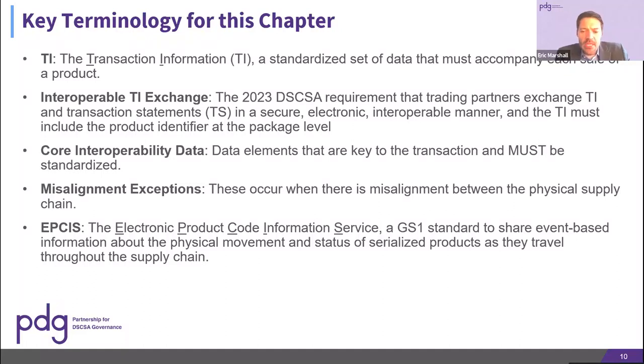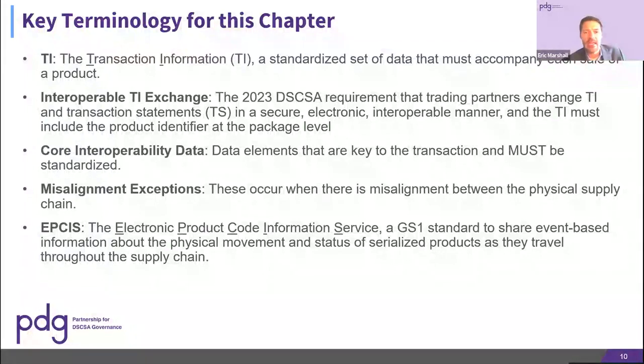Next slide. A few key terms here, just for folks who may not be as familiar, that will be used throughout this conversation. TI, or transaction information, as I mentioned, is that set of 13 individual data elements in November of 2023 that must accompany each sale of a product.